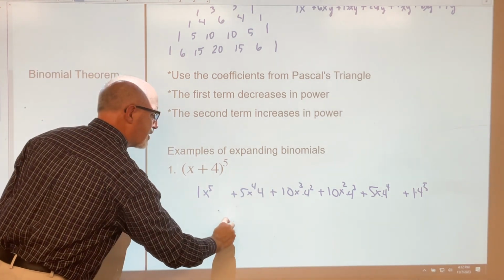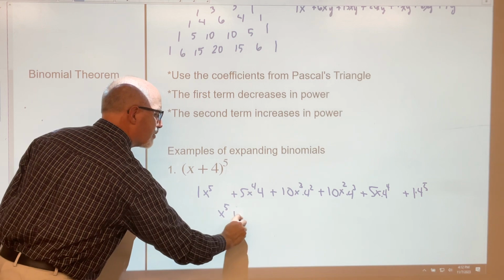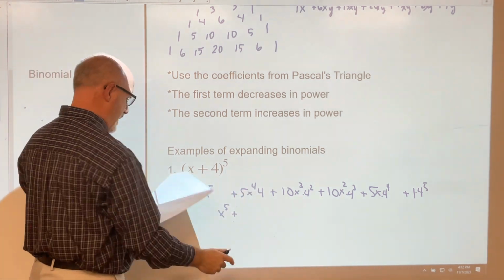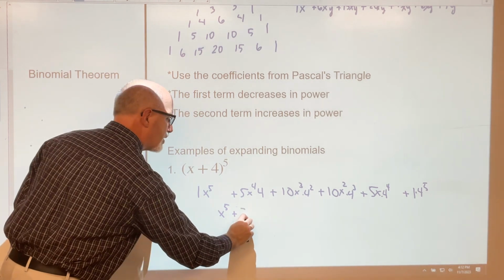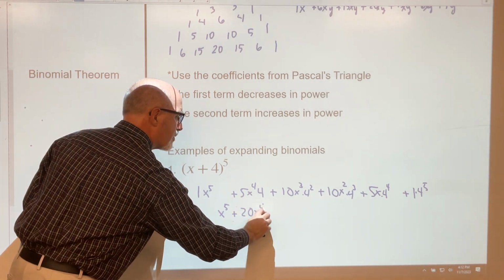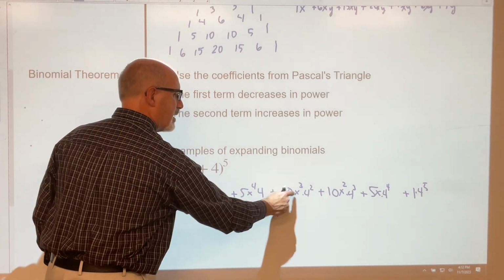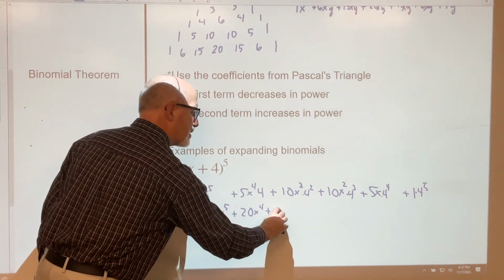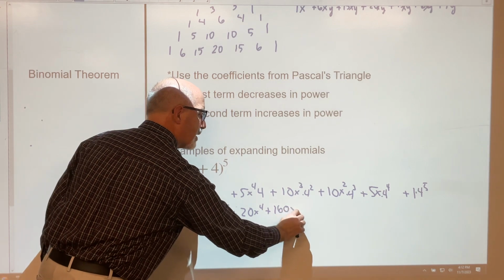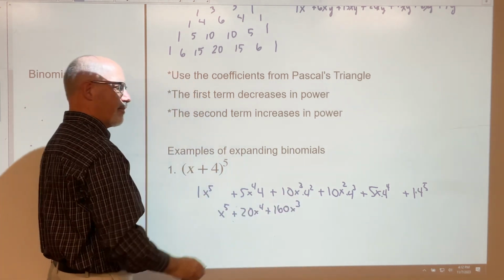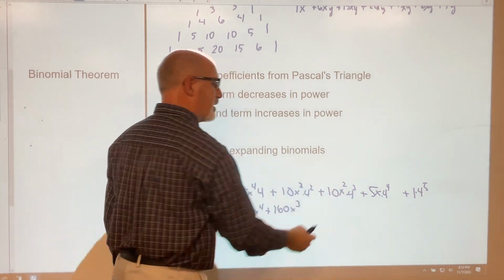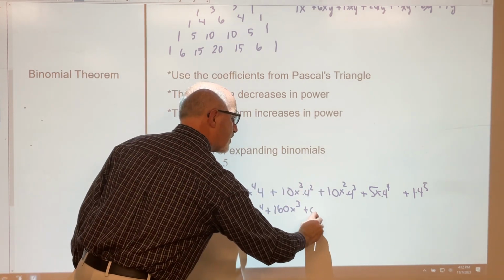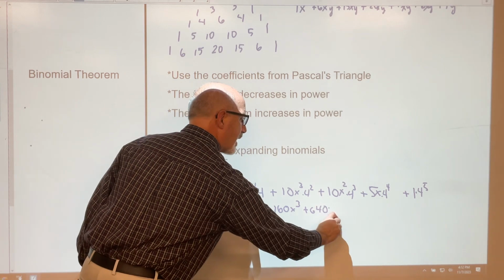Okay, so I have an x to the 5th here, plus, and now I'm going to do 5 times 4. That just gives me the 20 with the x to the 4th. Here I'm going to do 10 times 4 squared. 4 squared is equal to 16, times 10 is 160, x cubed. This is 4 cubed is equal to 64. 64 times 10 is 640, x squared.